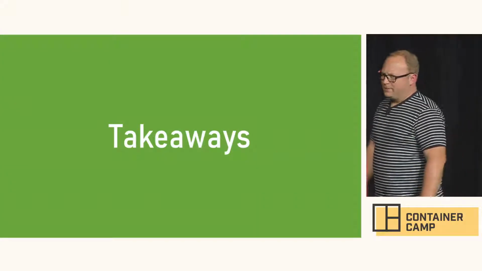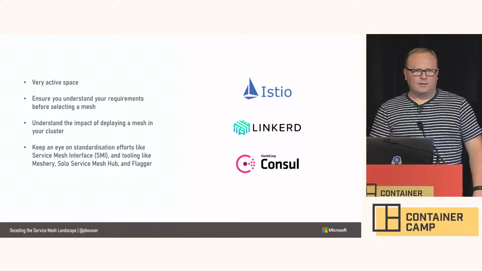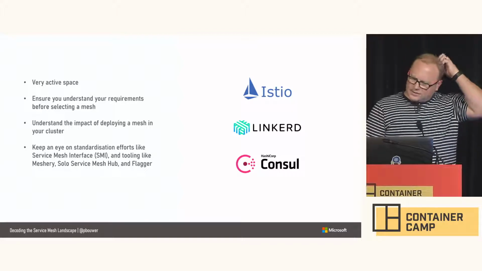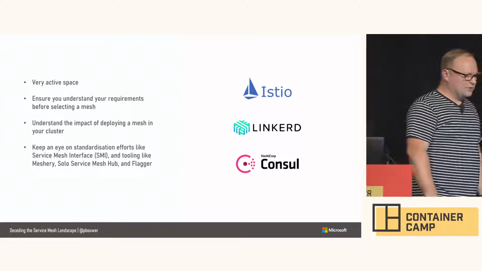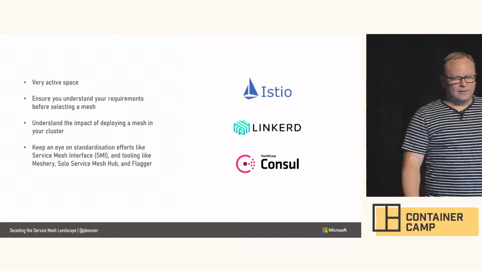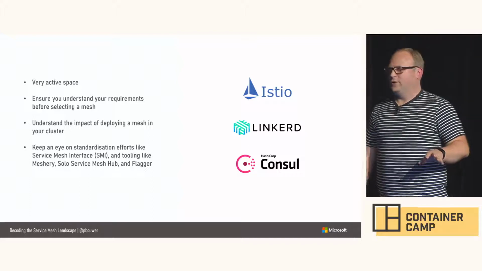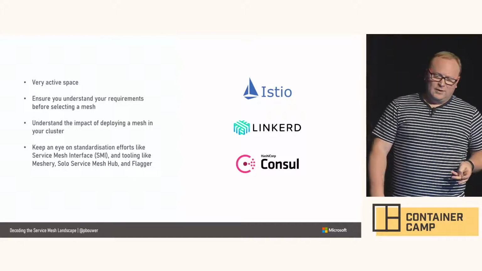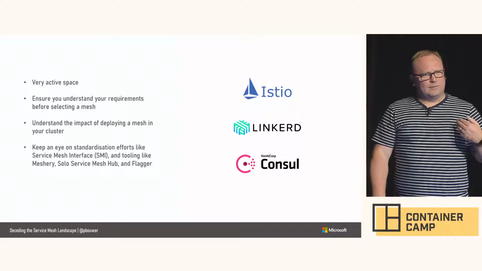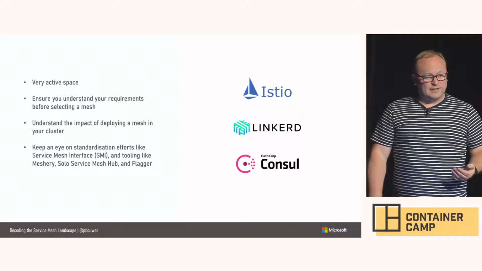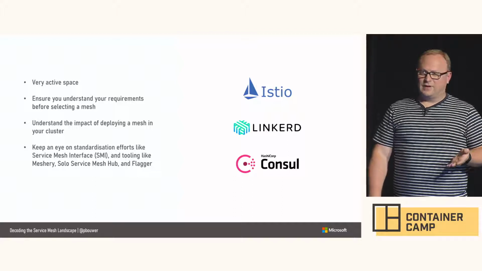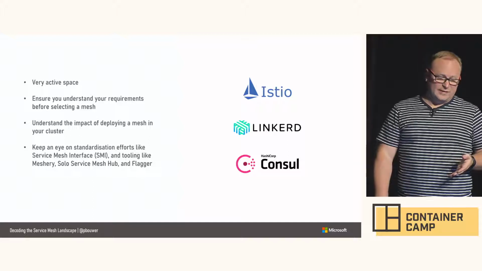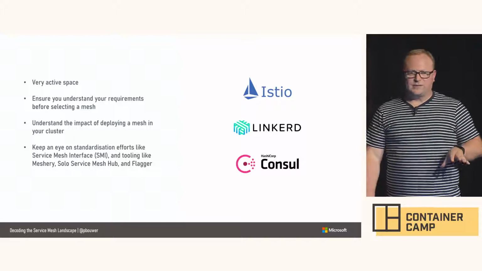So just to wrap up, those are the three service meshes which I think you should start looking at. Istio a year ago was pretty much the only real option. Linkerd is starting to accelerate what capabilities it's adding, and Consul now with the Connect capability is actually a very strong contender. So it's a very active space.